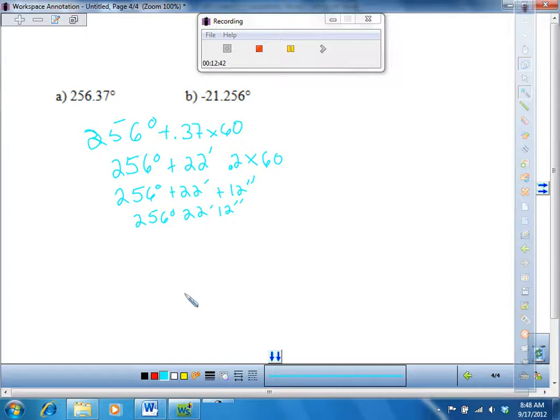Now, you should know how to do that by hand, but there is a cheater way to do that. You want to see the cheater way? Of course you do. Okay.